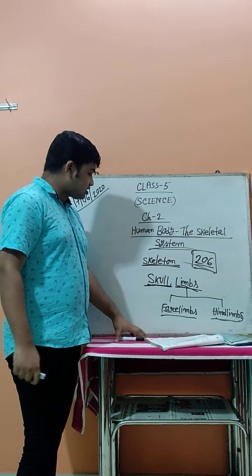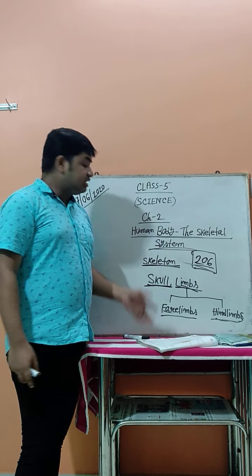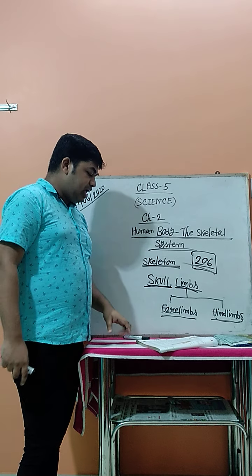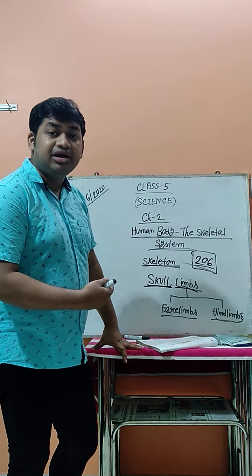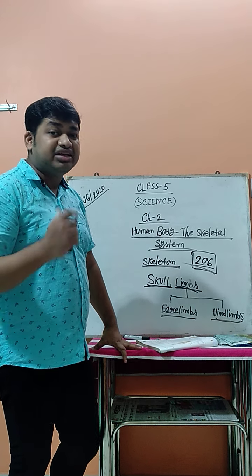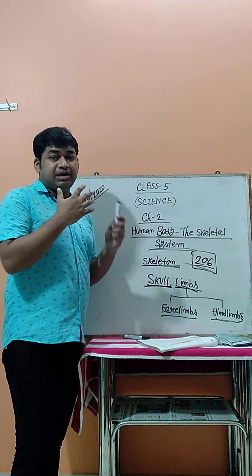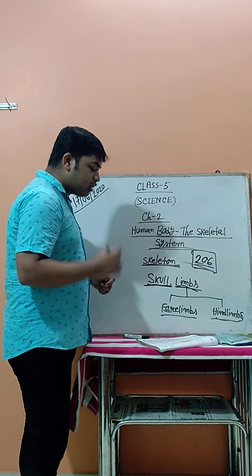First, let's discuss the skull. The skull is the framework of the head. This portion is made by the skull, and it covers and protects our brain. It protects our brain from external attacks, and it also provides our face shape. It consists of a total of 22 bones.